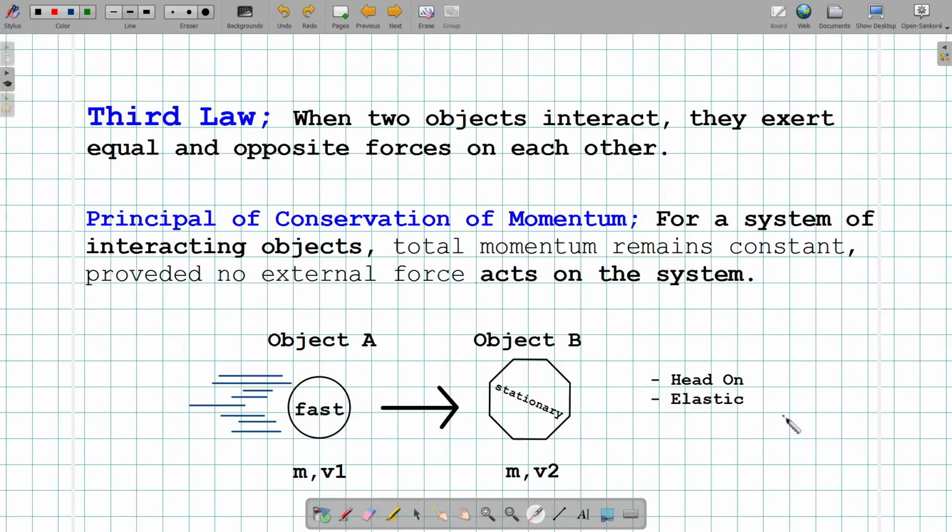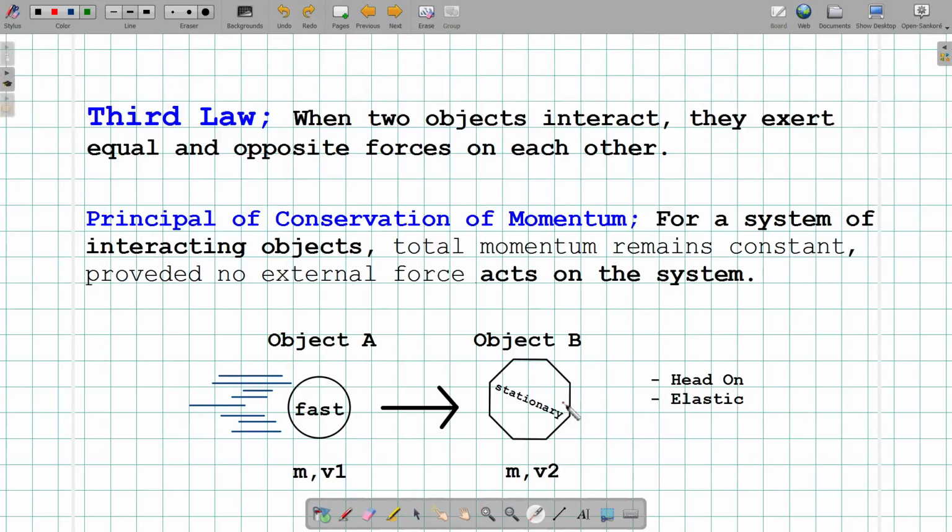Okay? And so if we have an example here, we have object A and object B. Object A is moving quite fast, and object B is stationary. They have the same mass. Object B looks bigger, but perhaps it's just less dense or something. Object A is moving at velocity 1, and object B is moving at velocity 2. One thing we can assume about this system is that object B's velocity is going to be 0 because it's stationary, so it's not going to be moving, is it? It's a head-on collision, and it's an elastic collision.